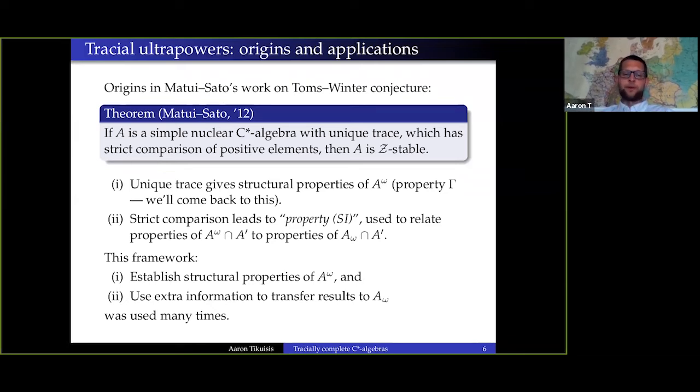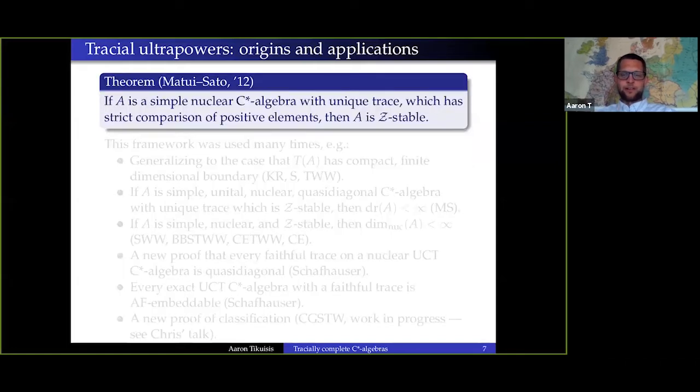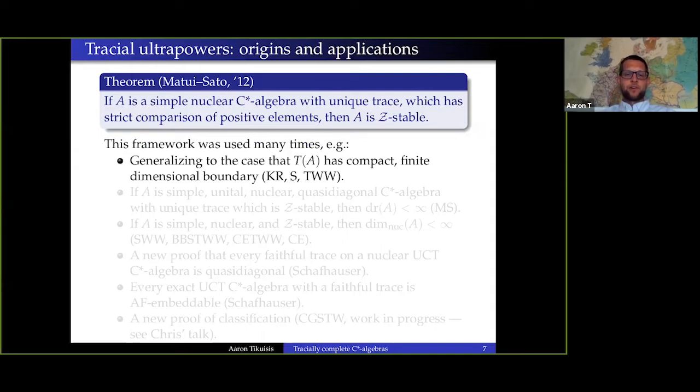And each of these steps can be embellished a fair bit, so I'm not going to suggest that these results are all necessarily easy, but they all have this flavor to them in the arguments. So first of all, the Matui and Sato results assumed unique trace, and then this was generalized to the case that the trace space has a compact and finite dimensional extreme boundary.